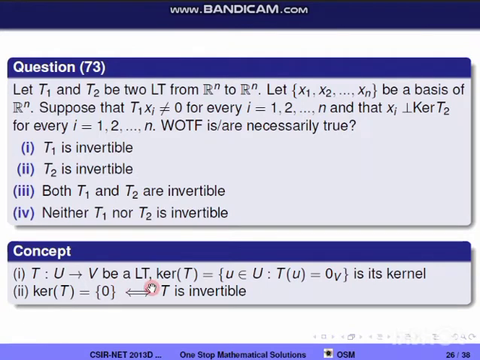Then the kernel of a transformation T is given by kernel of T is equal to the set of all u in U such that T of u is equal to 0_V, where 0_V is the identity element in V. Kernel T is equal to the singleton {0} if and only if T is invertible. Now we will move on to the question.